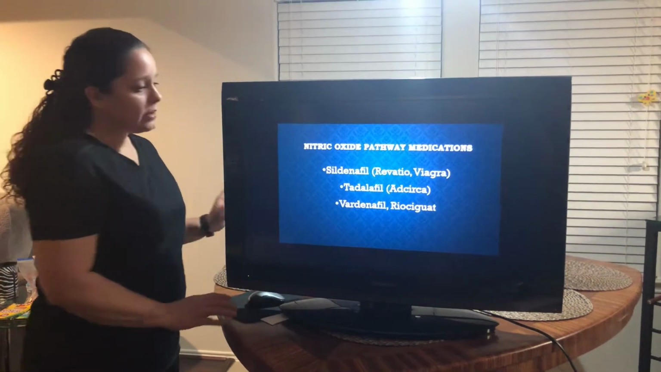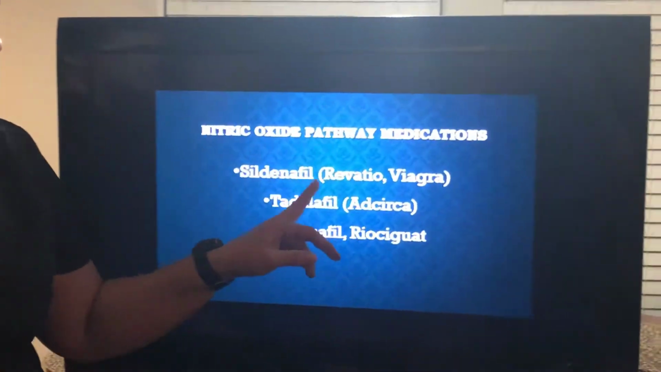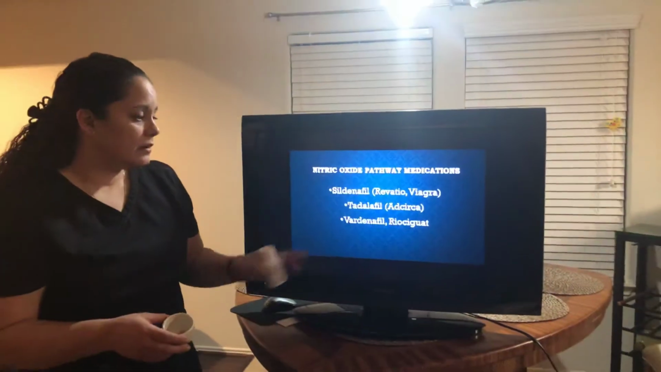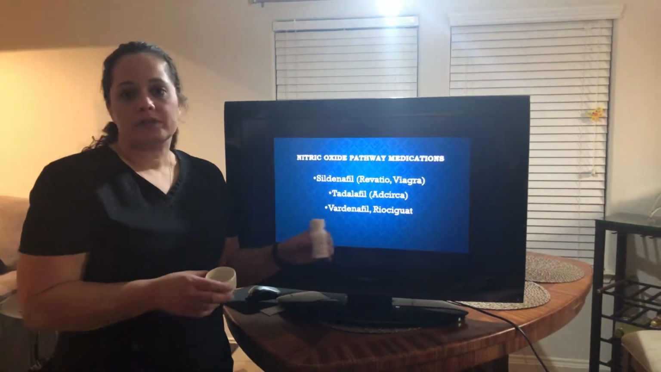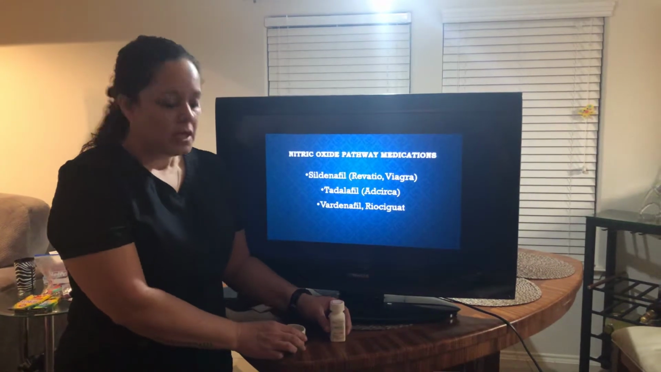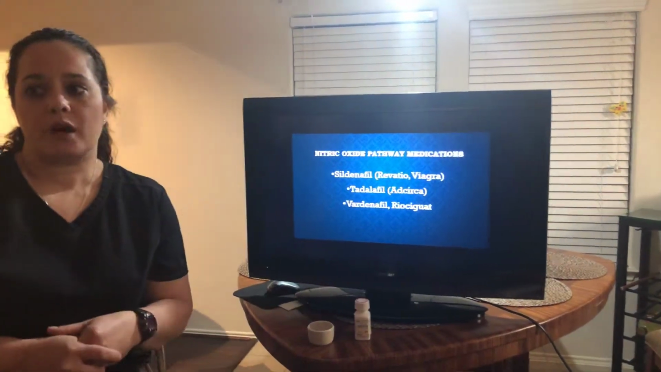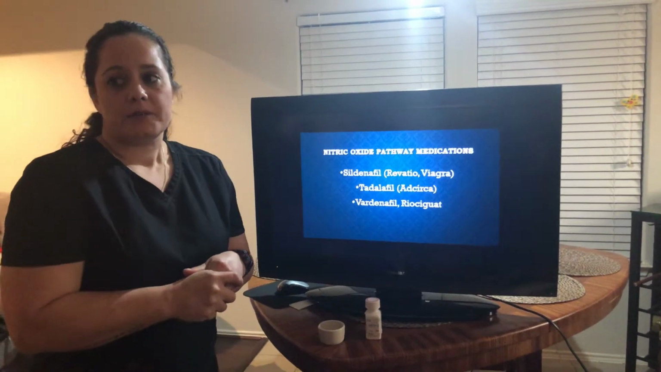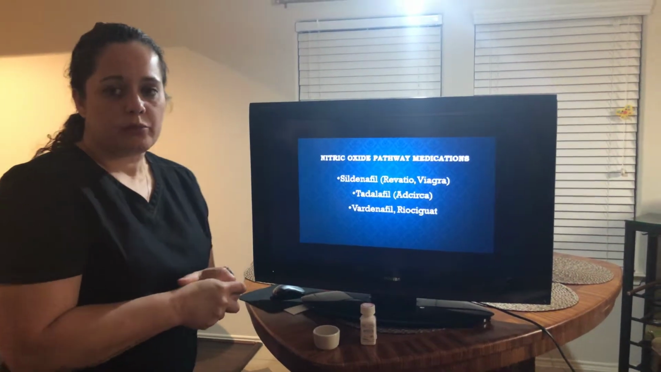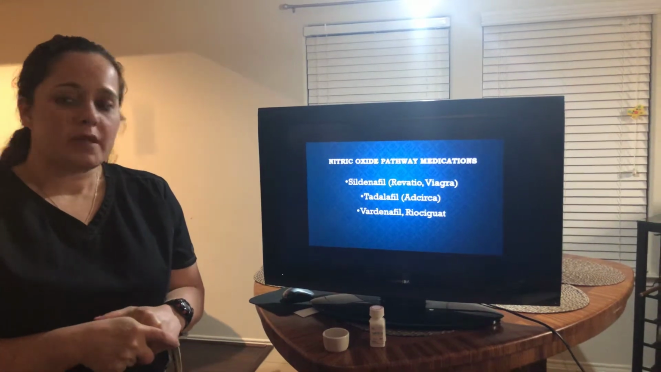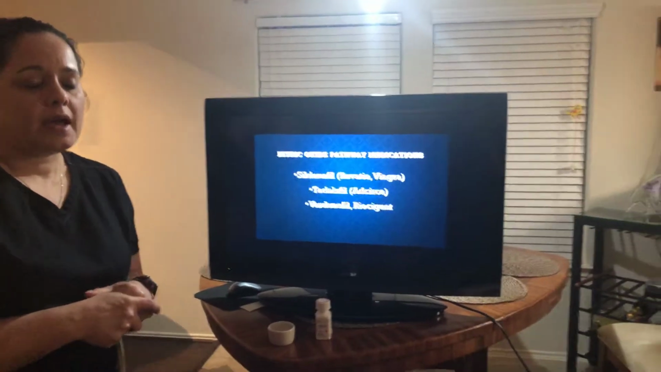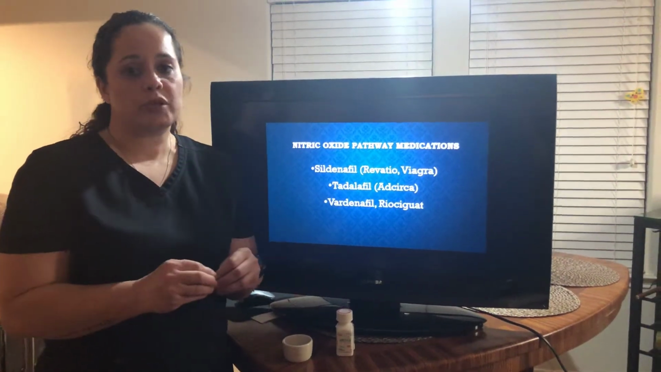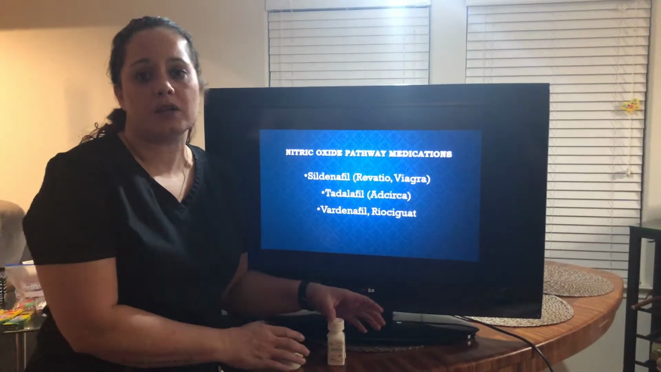The nitric oxide pathway medications include sildenafil, Revatio, or Viagra, tadalafil, which we have right here, and these two. Again, all of these are oral medications. They have many side effects, but the most common ones are nosebleeds, heartburn, headaches, upset stomach, worsening of shortness of breath, nasal congestion. They must be used with caution in those that have low blood pressure or take nitrates, because together they can lower blood pressure, which can cause the patient to have loss of consciousness or even death.